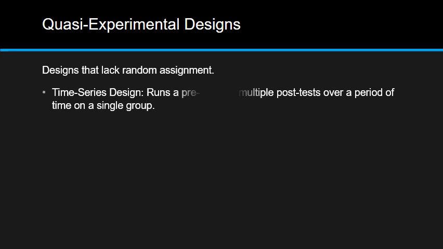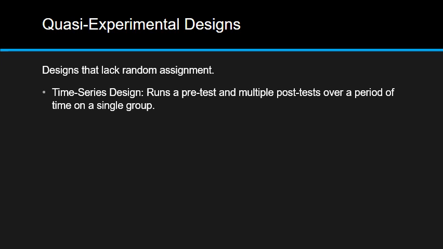So then you have quasi-experimental designs, okay? And what makes quasi-experimental designs quasi-experimental is that they don't have random assignments. So remember, control groups, random assignments, and pre-test, post-test. So these don't have random assignments. So here's a couple of designs that are out there. Here are the most popular ones.